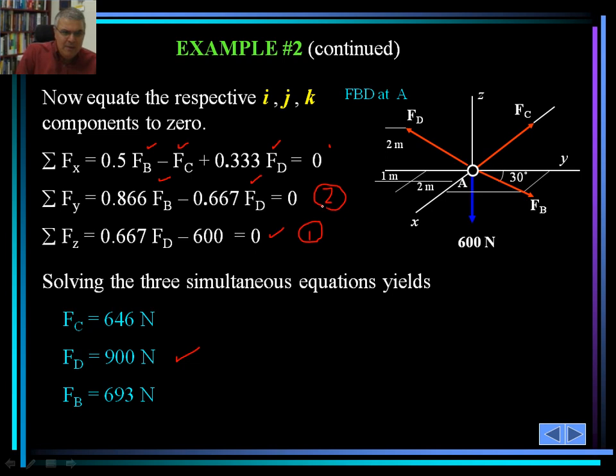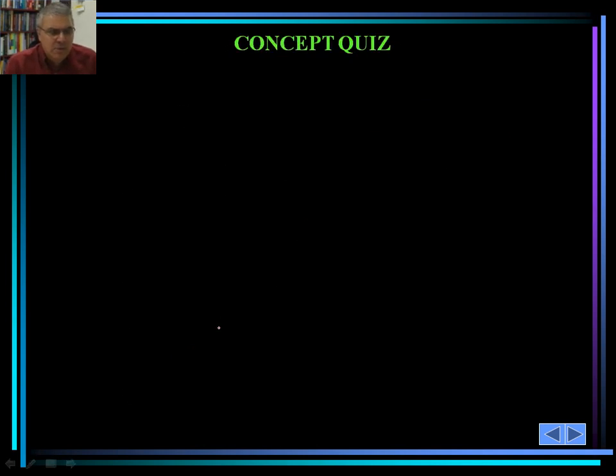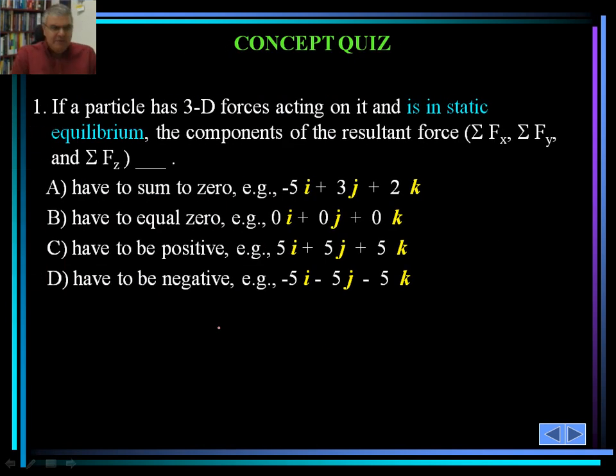And then, after knowing f sub d and f sub b, this is the third equation we solve for. Okay, so first we will calculate f sub d. So this is number 1. Then we are going to calculate f sub d. This is the second one. And thirdly, we are calculating f sub c. There are also other methods that can be used to solve that. So let's take a look at a concept quiz.